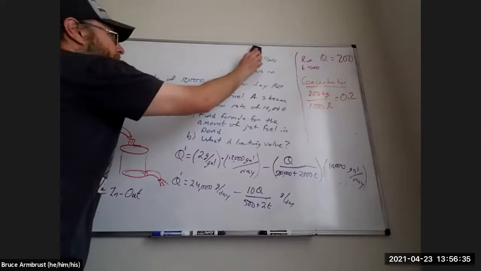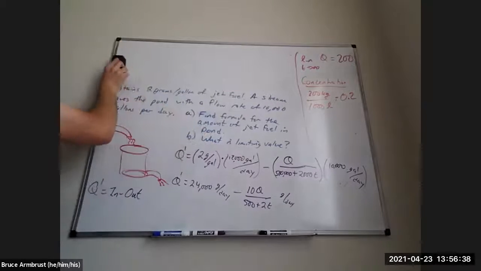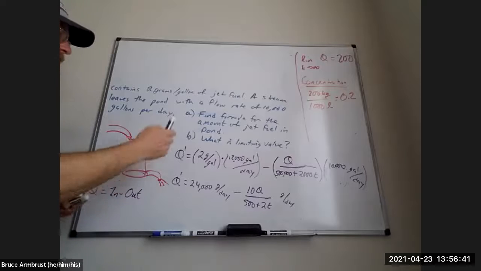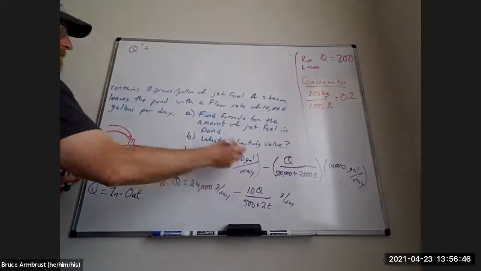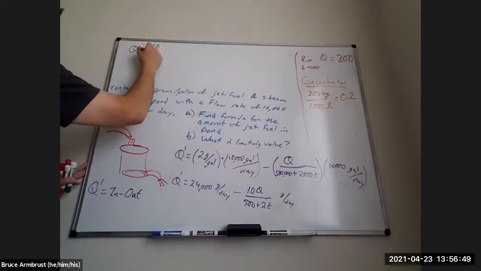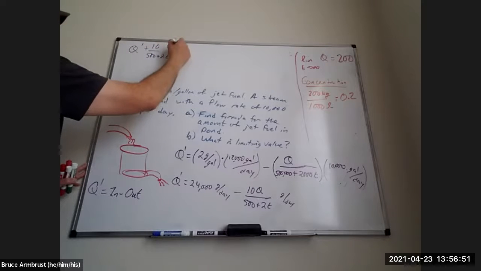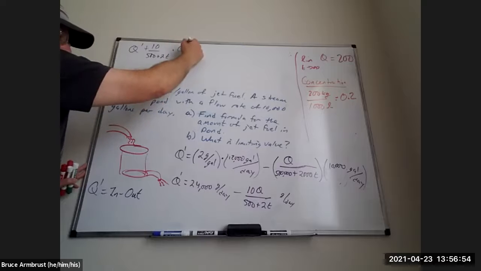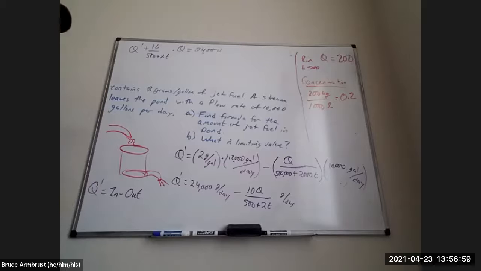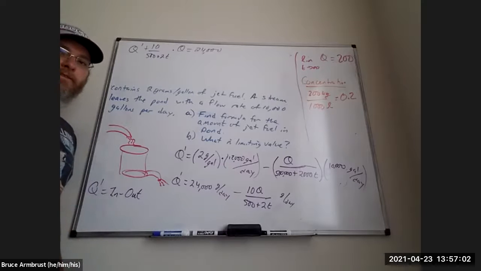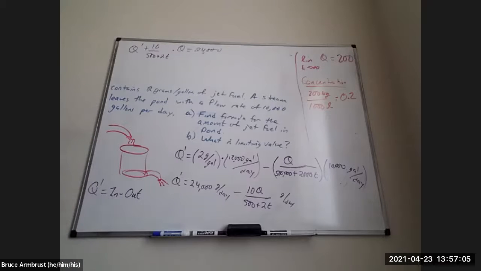All right, well, let me rewrite this differential equation up here. So we've got Q prime. I'm going to go ahead and move the bit with the Q over here. So 10 over 500 plus 2t times Q equals 24,000. But again, notice that this is linear first order, so we can go ahead and solve it using the same methods as we've done before.